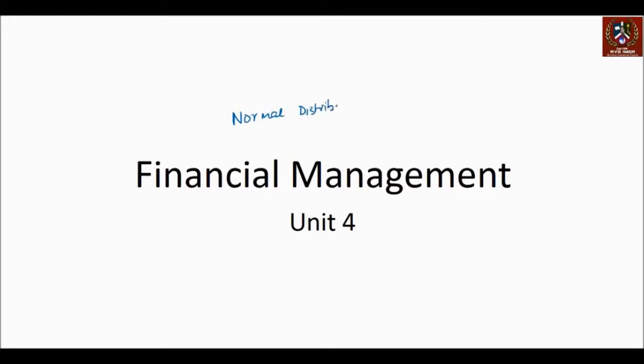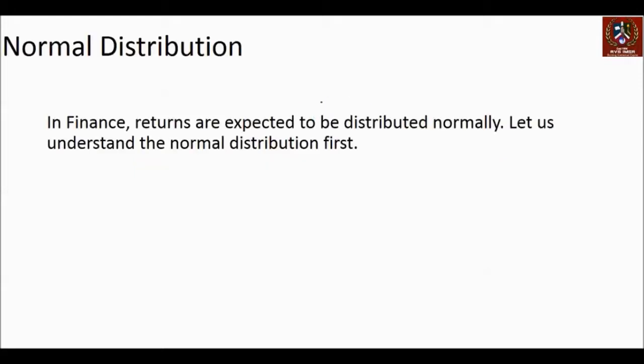In finance, it is assumed that returns of any kind of stock or any kind of asset are distributed normally. Now, this is an important concept because mathematically this makes sense, but does it hold true in the real world is something that has to be tested. So first, let's understand what this term normal distribution means. It's also known as a bell curve.